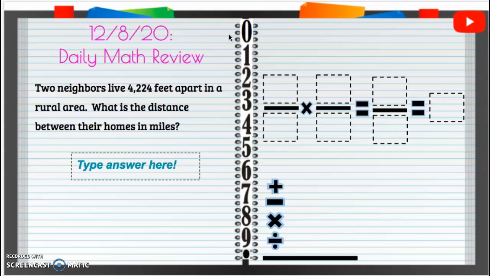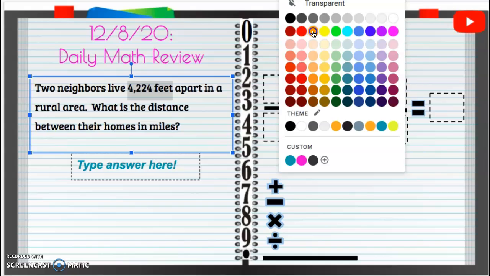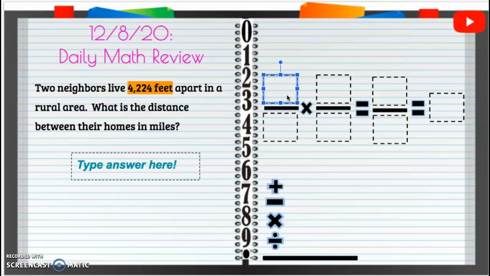Two neighbors live 4,224 feet apart in a rural area. What is the distance between their homes in miles? So first off, we're going to start in conversions. So it tells us 4,224 feet apart. So I'm going to highlight that. That's what we start with. 4,224 feet. Remember, we can always put that in a fraction over 1.